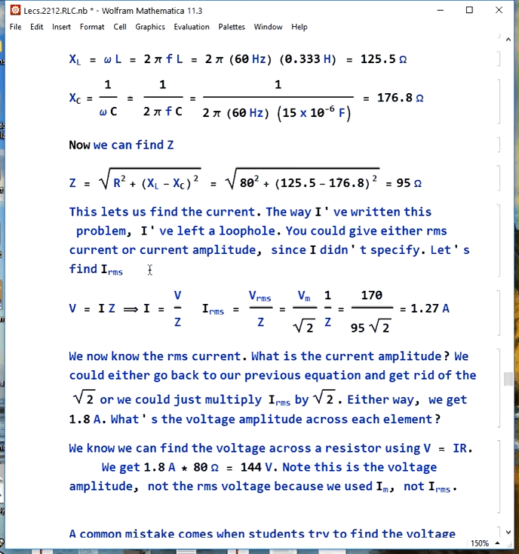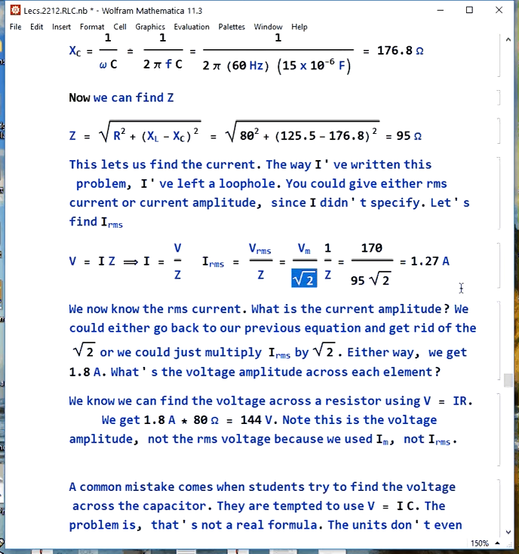Let's find the RMS value. So I is then V over Z, and I have to use V RMS if I want I RMS. I get V RMS by taking V amplitude, which is what you're given, divided by root 2. Then I multiply by 1 over Z, and I get 1.27 amps. So this is the RMS current. How would I get the current amplitude? I could go back and do this whole thing and just leave out the root 2. Or I can take what I've got and multiply it by root 2, and I get 1.8 amps.